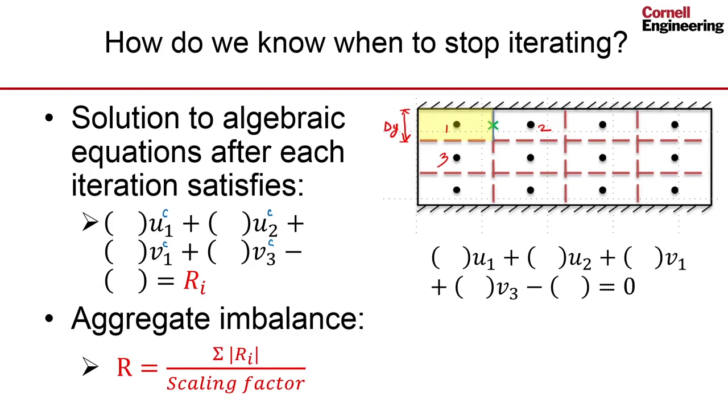I won't talk about the details of how the scaling is done. It's not that important, at least at this point, and we'll deal with it when we are in the solver if we have to. And we will stop iterating when this aggregate mass imbalance is less than some tolerance. The default tolerance is 10 to the power of minus 3 in the Fluent solver, and we can change that. In fact, we will do that. So that's how we'll stop iterations.